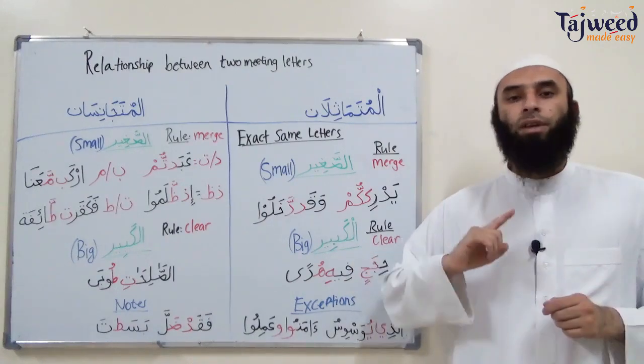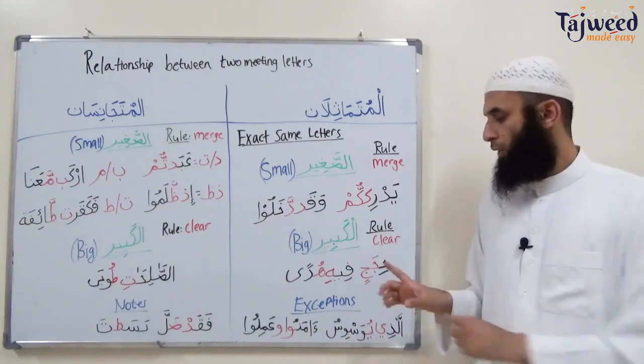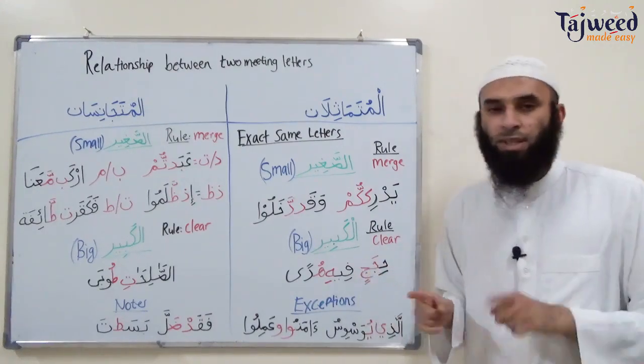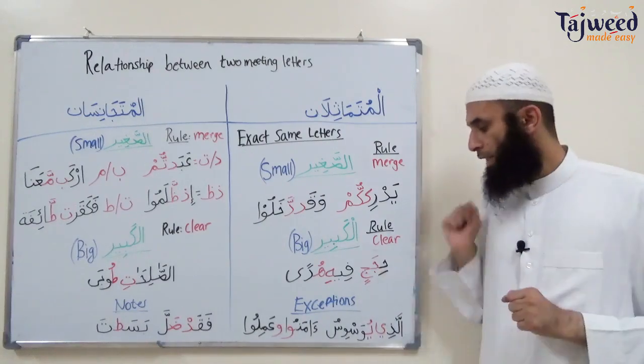Fihi huda. So whenever we find letters which are exactly the same next to each other, both of them having fatha, kasra, or dhamma, we have to make it clear.